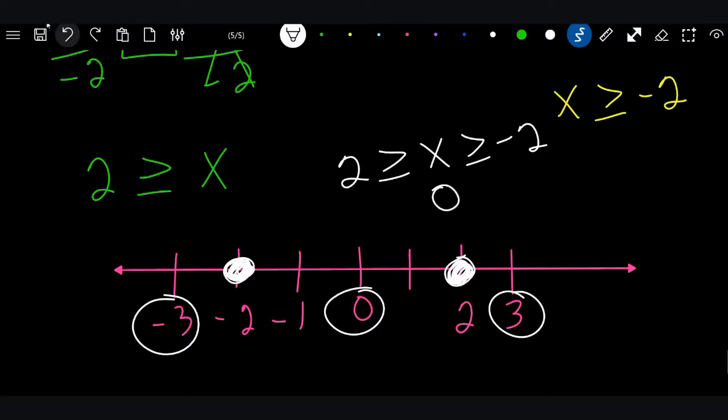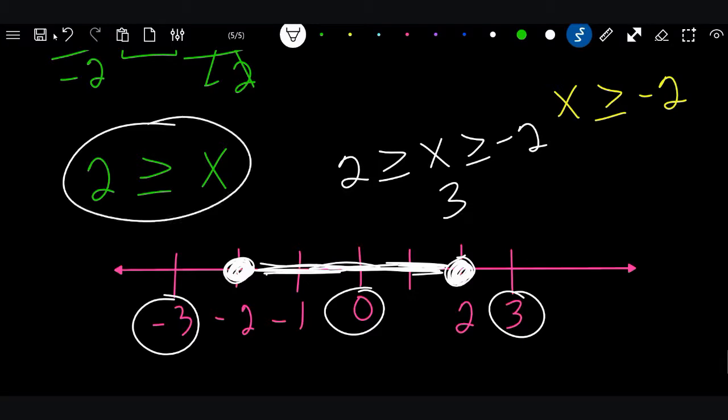Let's try the 0. 2 is greater than or equal to 0. True. 0 is greater than or equal to -2. True. So the 0 works. And if the 0 works, we're going to fill in the middle part. We could test the 3 just to verify. I will tell you right now it does not work. 2 is greater than 3. That's not true. 2 is less than 3. So there you go. There is your solution.